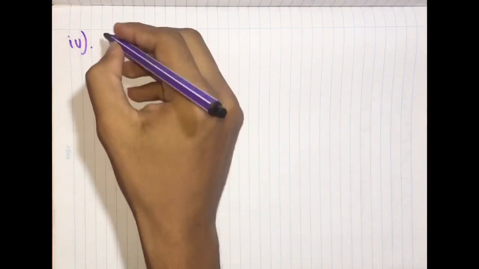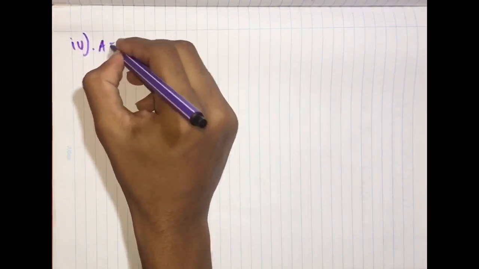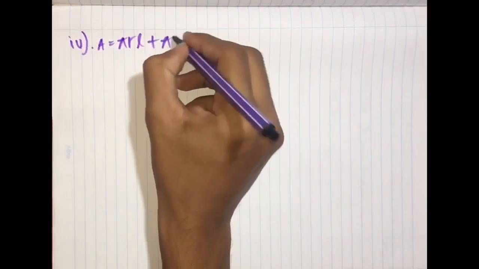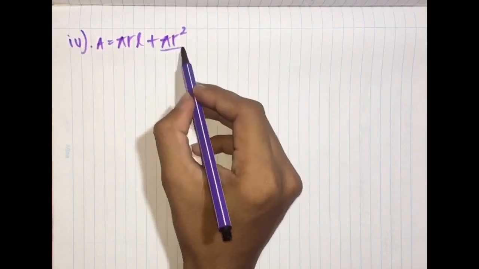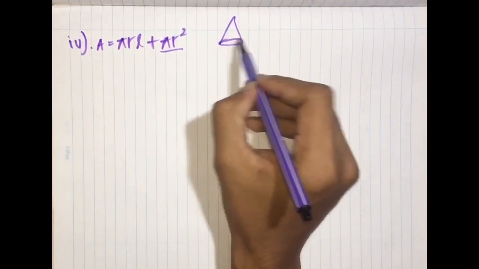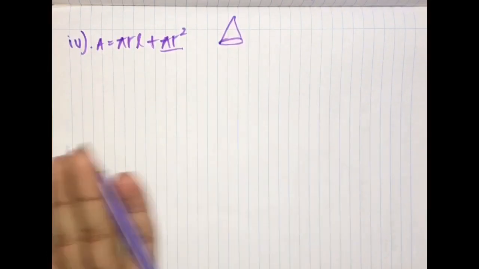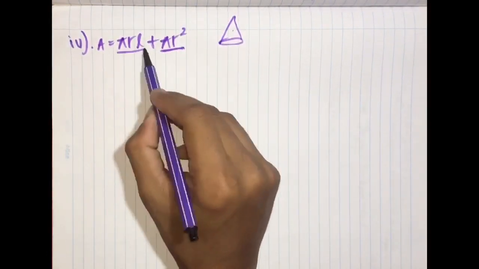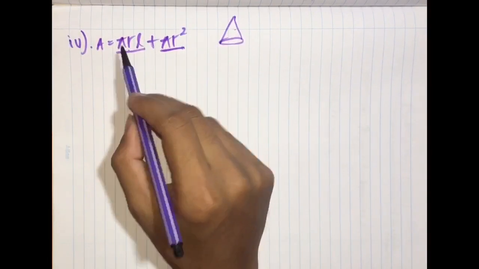Now you should know what is the equation to find the total surface area of a cone. What is it? Yes, it is equal to pi r L plus pi r squared. What is this pi r squared? If you take a cone, this part, the down part, there is a bottom part, that is this, and this is the area of the curved surface.